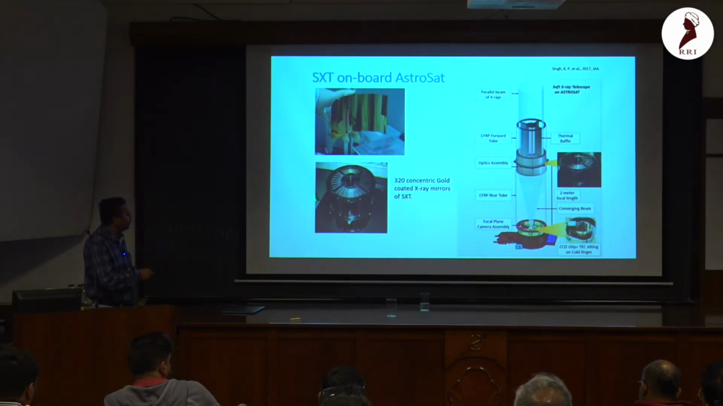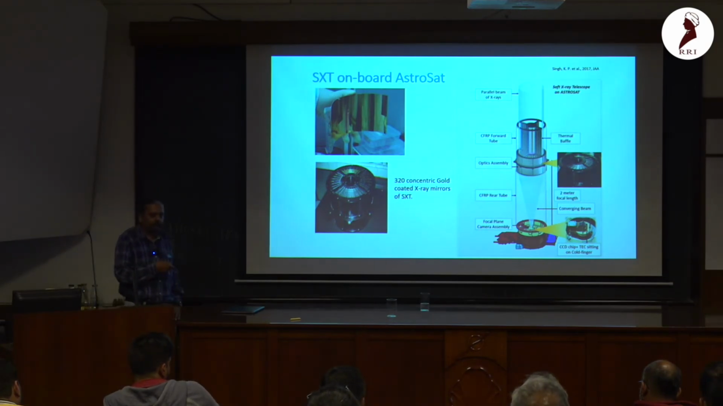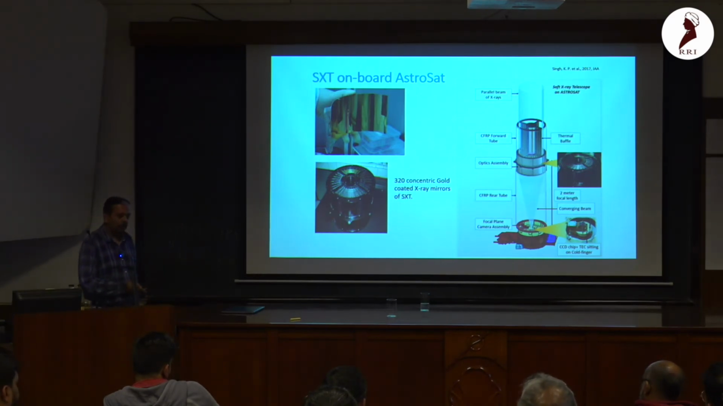This is how the 320 concentric gold coated mirrors look like. This is how it was assembled in the SXT, and there is a CCD placed at the focal plane. About 2 to 3 meters was the focal length, so there has been a heritage in India to develop this soft X-ray telescope. Now it's natural to go beyond this and develop hard X-ray telescopes. So we will be involved in that project.